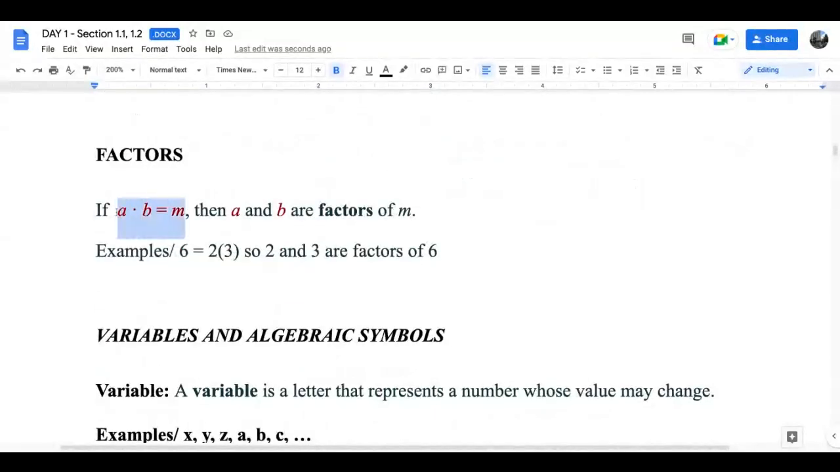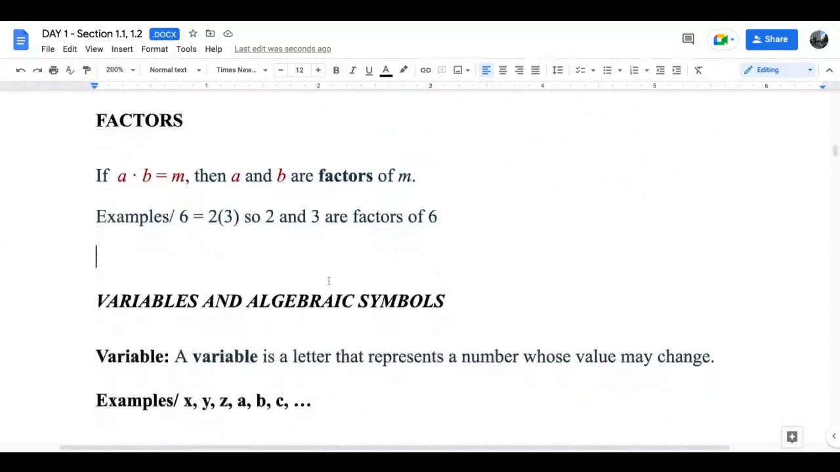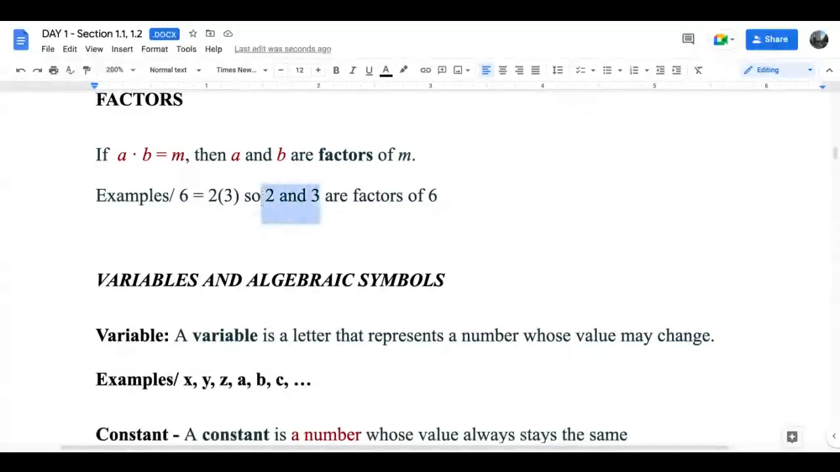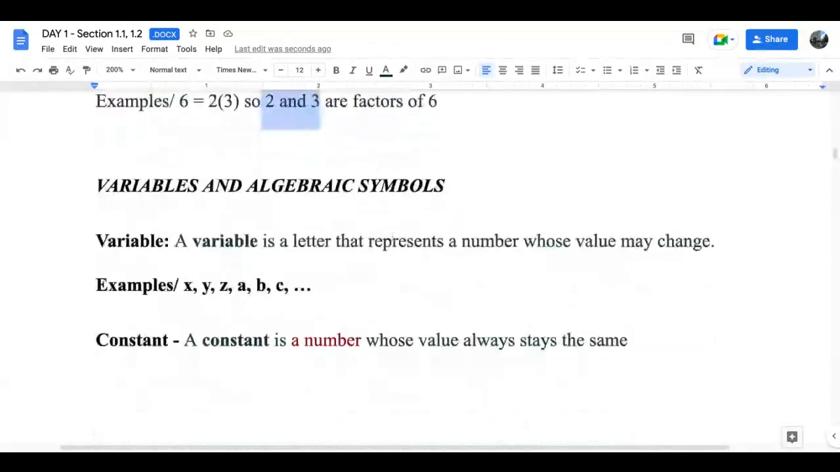Factors again: a times b equals m. We call a and b factors of m. Like 2 times 3 is 6. So we call 2 and 3 factors of 6.